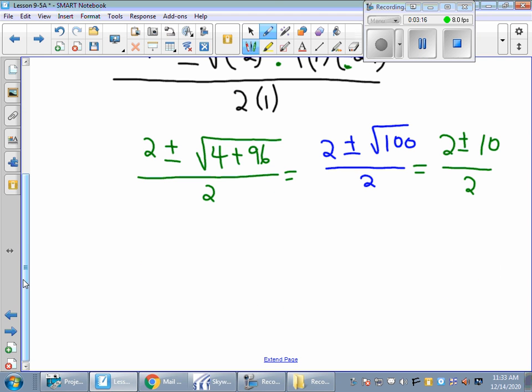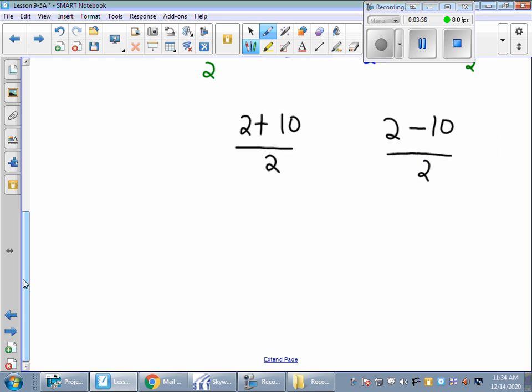So this plus and minus right here means that we go 2 plus 10 divided by 2, and we go 2 minus 10 divided by 2. So that's how we get our 2 answers, just like we've been doing when we were factoring the trinomials before. We would get 2 answers. So in this case, 2 plus 10 is 12 divided by 2. That gives us 6. 2 minus 10 is negative 8 divided by 2.